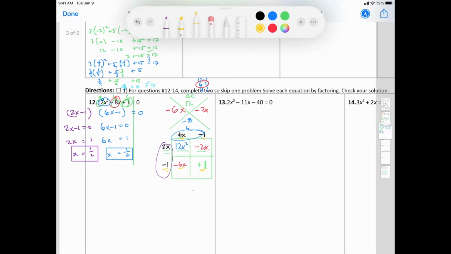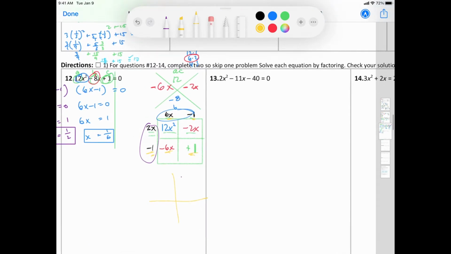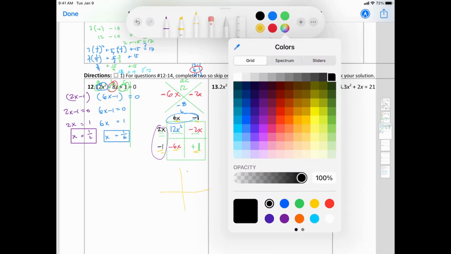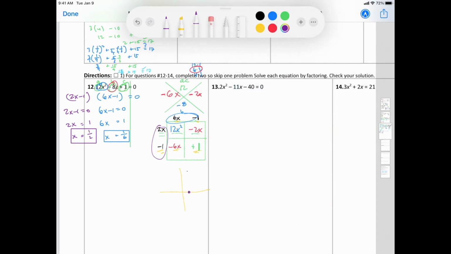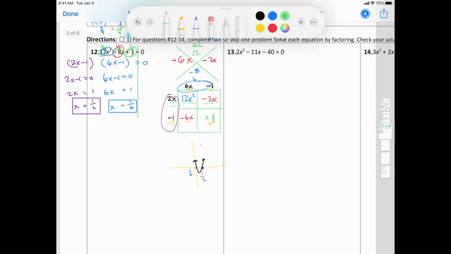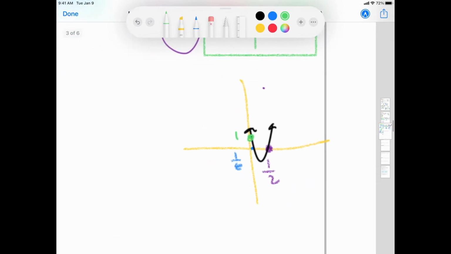Remember, what you're doing here is your A value is positive. The solutions are x equals 1/2 and x equals 1/6. Your graph is like something like that. And then your C value is like 1. So remember, we're trying to see those blue and purple dots.